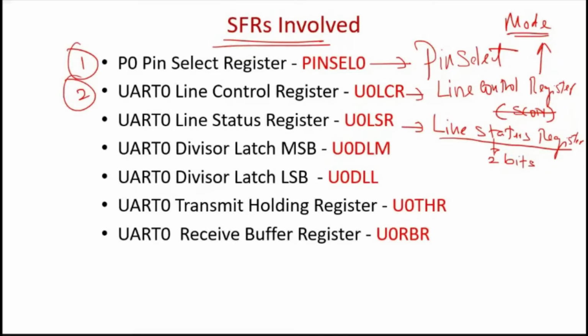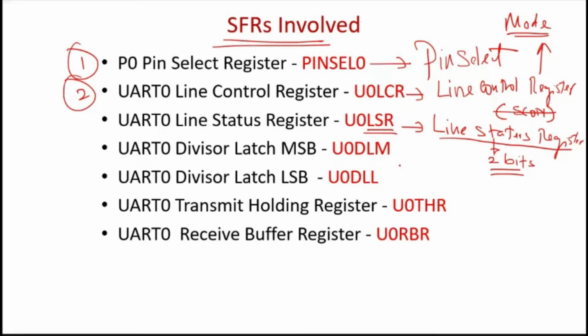So similarly, we have two flags available in the status register, one for telling you the transmit is complete, the other one telling you the receive is complete. So those two flags we make use of for controlling transmission and reception. So this is exclusively available in the status register.